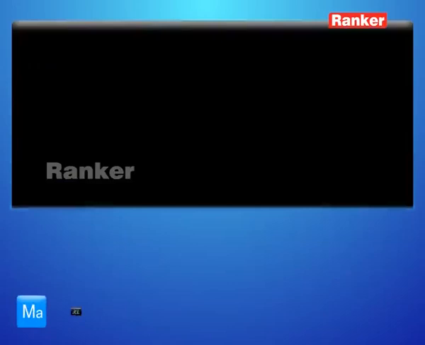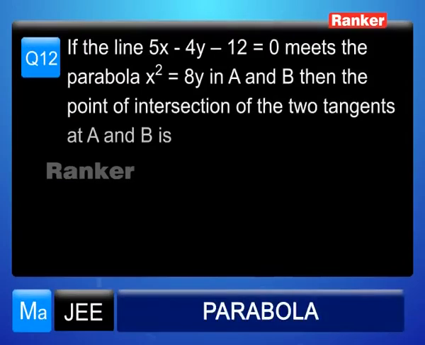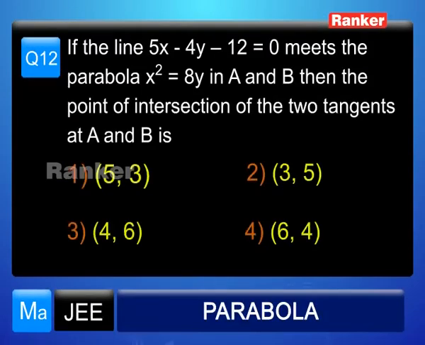Let's move to the next question. If the line 5x minus 4y minus 12 equal to 0 meets the parabola x square equal to 8y in A and B, then the point of intersection of the two tangents at A and B is, first option 5, 3, second option 3, 5, third option 4, 6, and fourth option 6, 4.